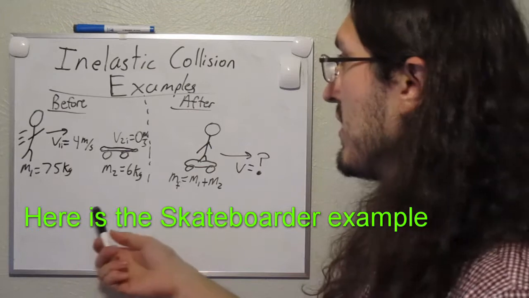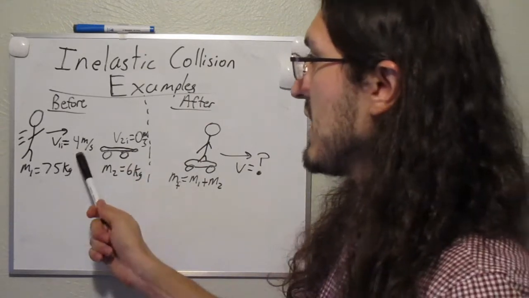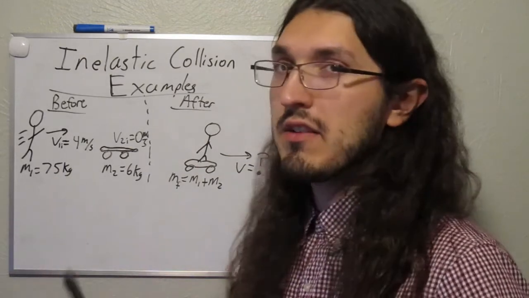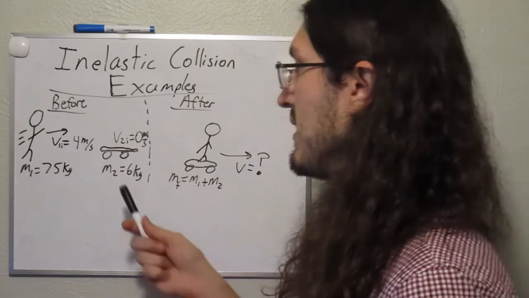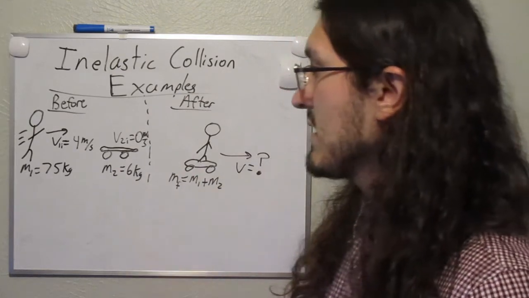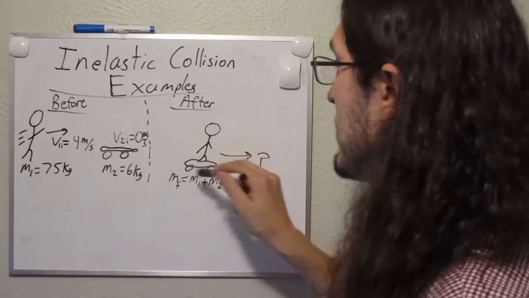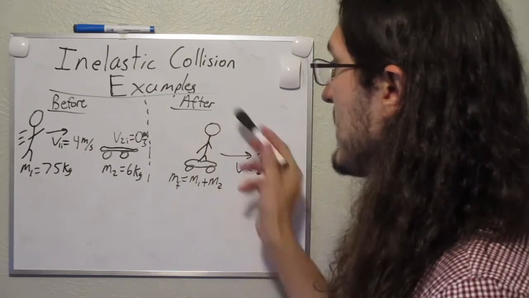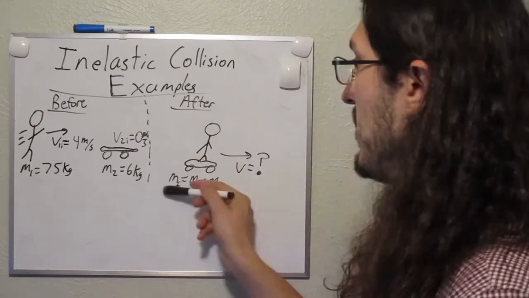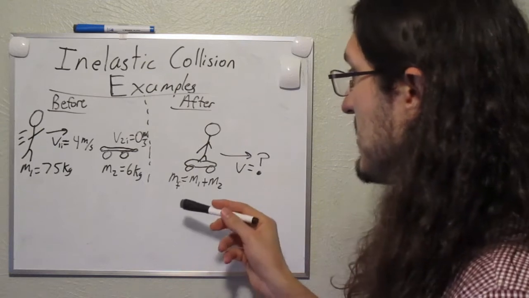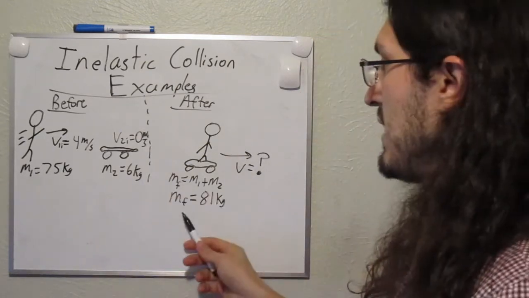Here's that skateboard example where the skateboarder is initially running at 4 meters per second, and he has a mass of 75 kilograms, and the skateboard is stationary, so it's 0 meters per second velocity initially, and the mass of that skateboard is 6 kilograms. Then after he jumps on the skateboard, of course he's going to stick to it, and after they stick together, they can be considered like one object. Both their masses are combined, so the final mass would be 75 plus 6, which is 81 kilograms.